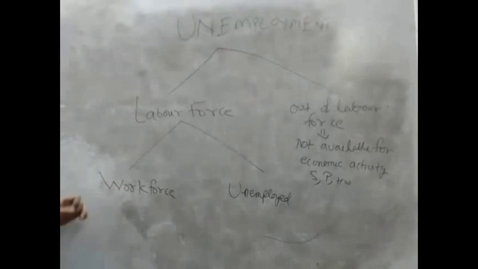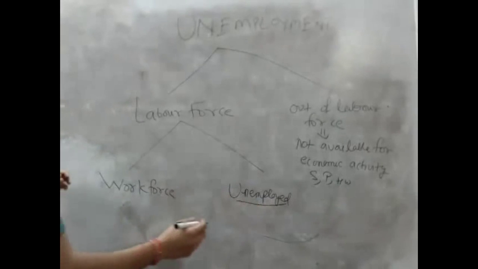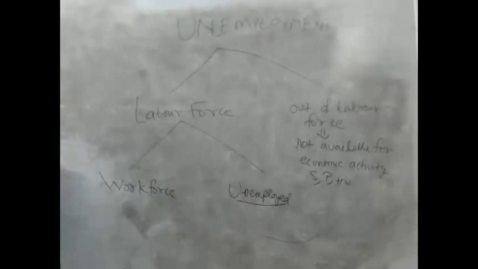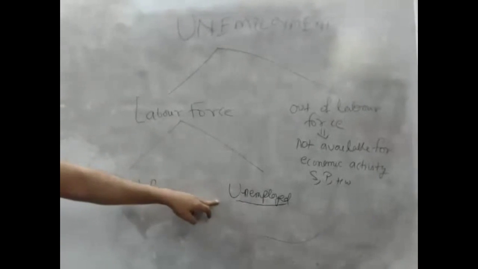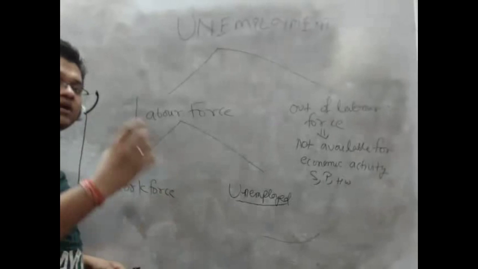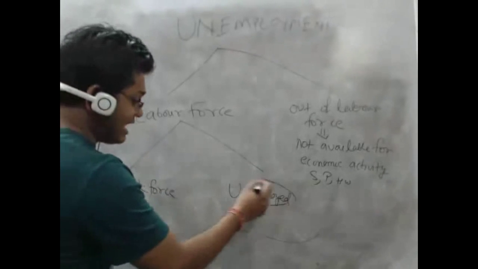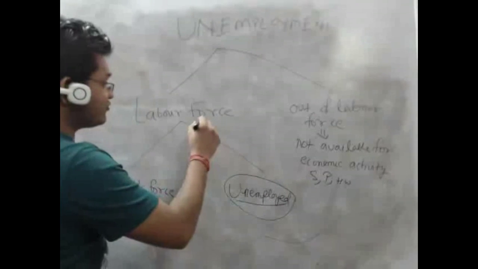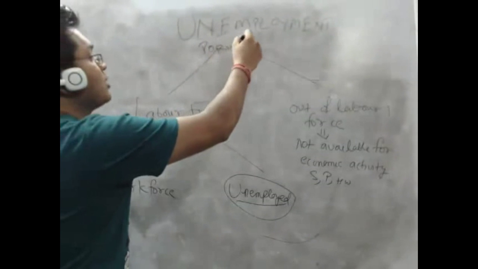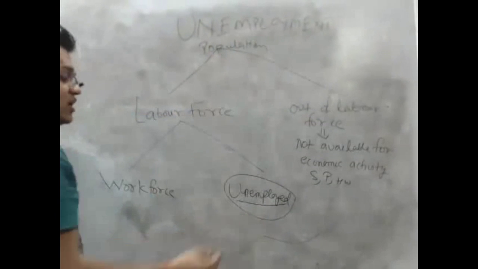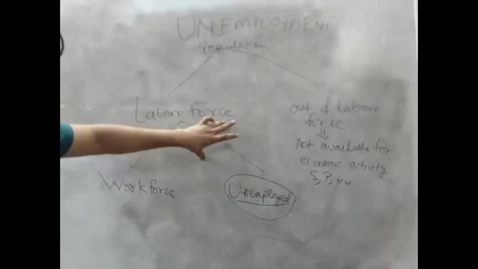Now, if next time someone asks you what do you mean by unemployed? Unemployed means that proportion of the labor force who are ready to do the job but are not getting the job. So first thing that you have to understand is this unemployed proportion comes from labor force. It does not come from population. This unemployed will not be considered as a part of population. They will be considered as a part of labor force. Okay?